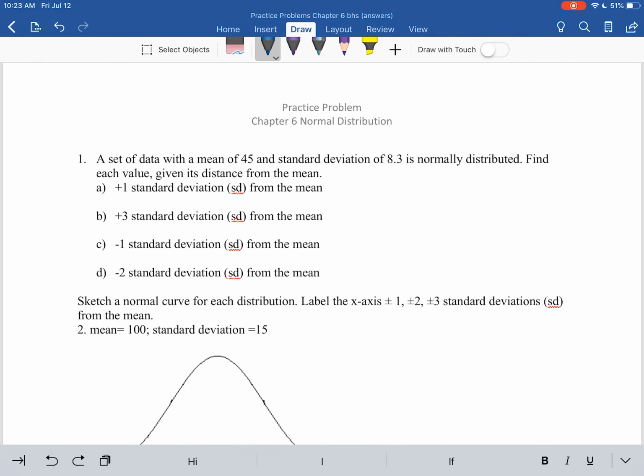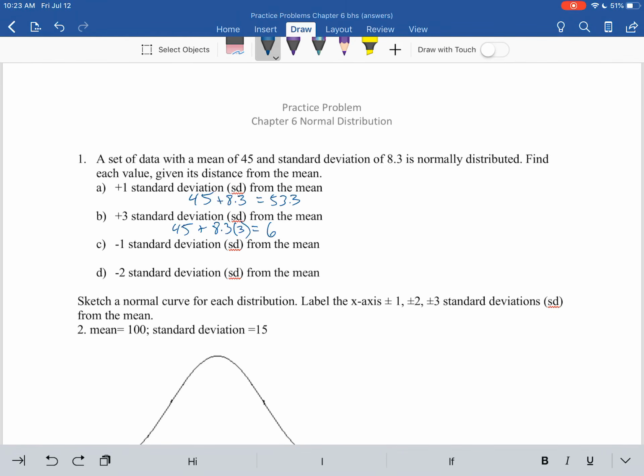So our first problem here, we have a set of data with a mean of 45 and a standard deviation of 8.3. We're going to find each value from the given distance from the mean. So if you're going up one standard deviation from the mean, you would just take 45 and add 8.3, and that would give you 53.3.